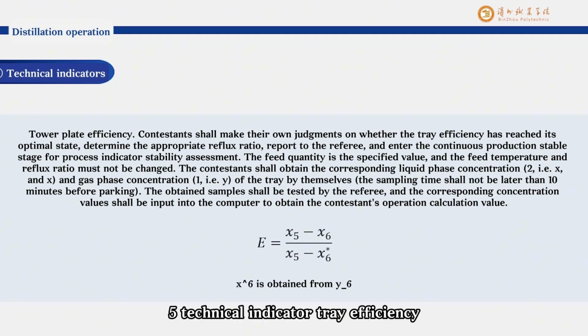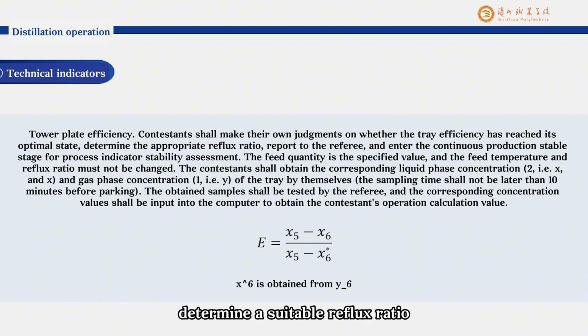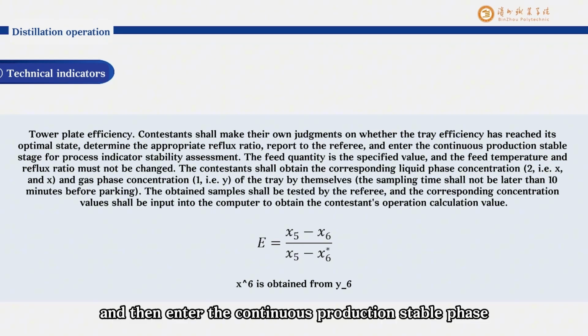5. Technical indicator, tray efficiency. Contestants self-judge whether the optimal tray efficiency state is reached, determine a suitable reflux ratio, report to the judge, and then enter the continuous production stable phase.